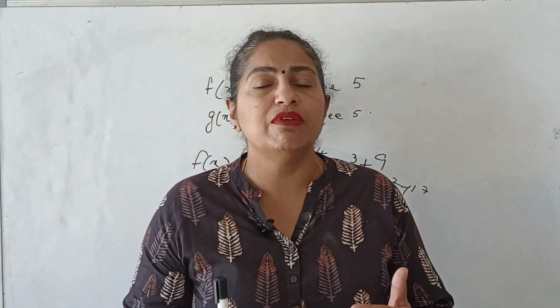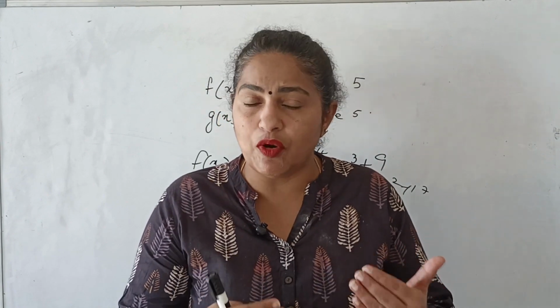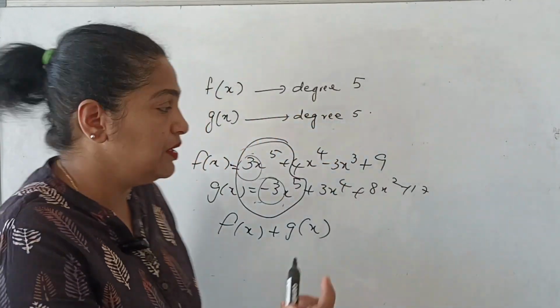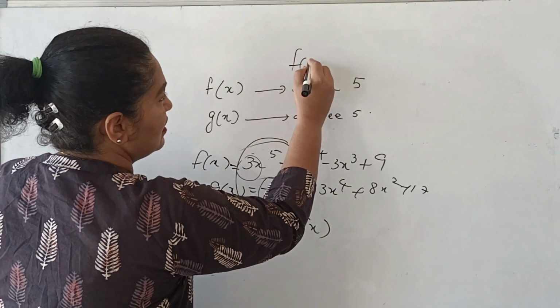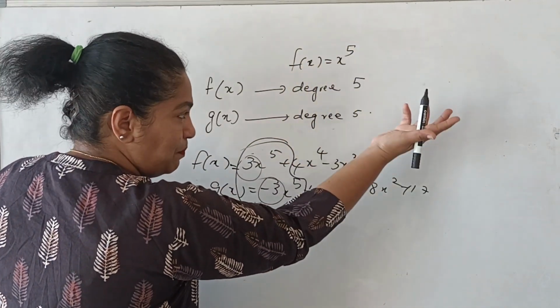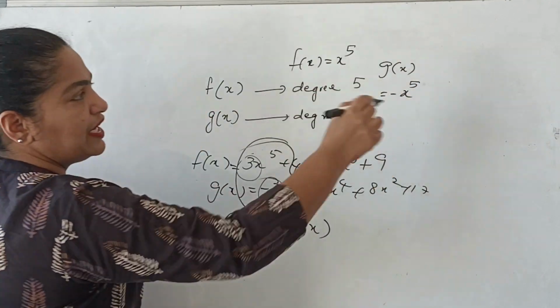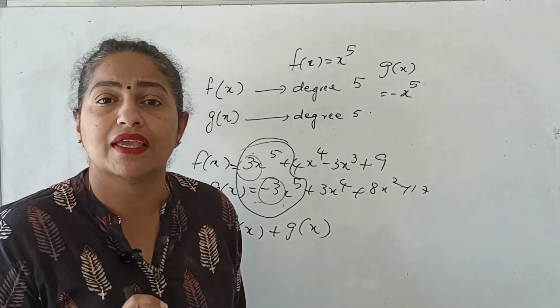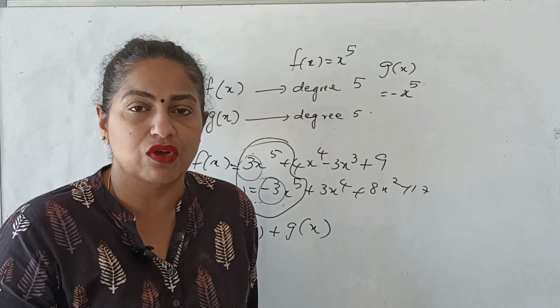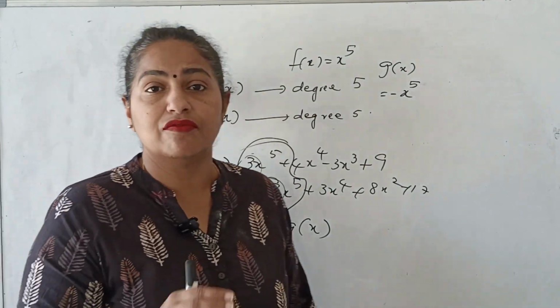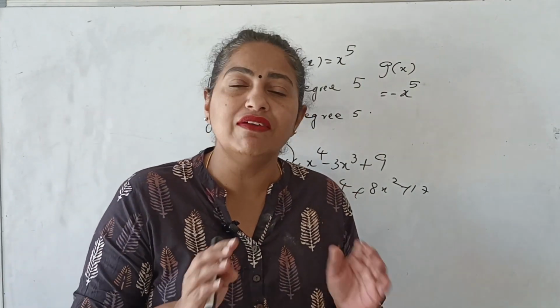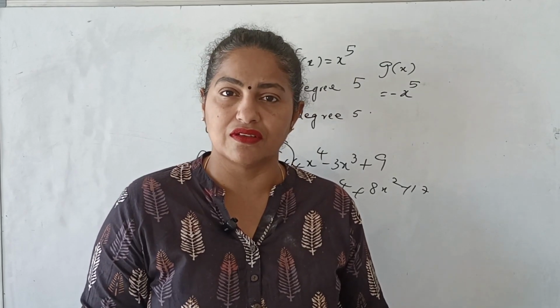Clear? Can you give me one more example where the polynomial will not be of degree 5? Let f(x) be x raised to 5, the simplest one, g(x) be minus x raised to 5. When I am adding both of them, what do I get? I get a 0. So this particular statement that f(x) plus g(x) also will have a degree 5 is completely false.